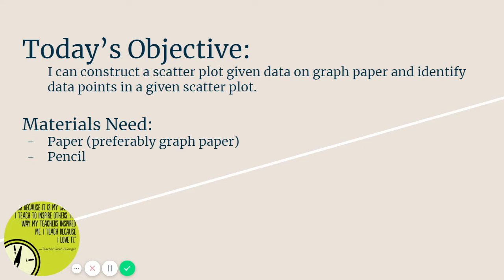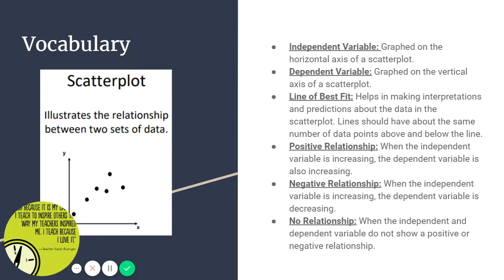Today's objective: I can construct a scatter plot given the data on graph paper and identify data points in a given scatter plot. Materials needed are paper, preferably graph paper, and a pencil. In reviewing the vocabulary terms, they are as follows: independent variable, dependent variable, line of best fit, positive relationship, negative relationship, and no relationship.